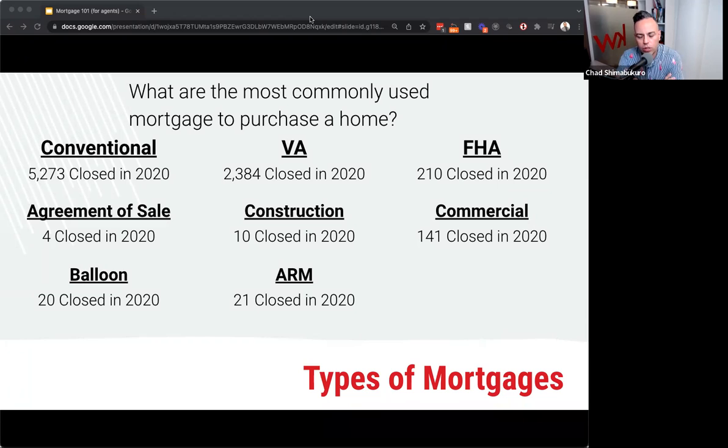Then commercial loans. Commercial loans aren't necessarily and only industrial or business buildings or things like that. Commercial is also categorized as, you guys ever see units, apartments or what have you, with more than 4? Anything that's more than 4 units would be considered commercial. So if you're buying a residential 5, like a small 5-unit apartment, and you finance it, that would be a commercial loan. So there's 141 of those that closed in 2020.